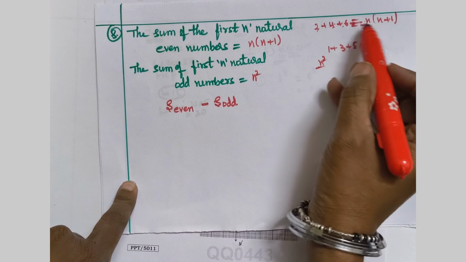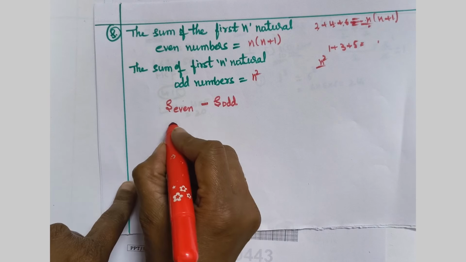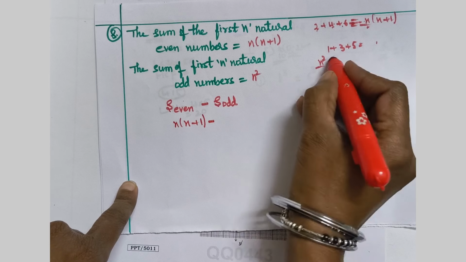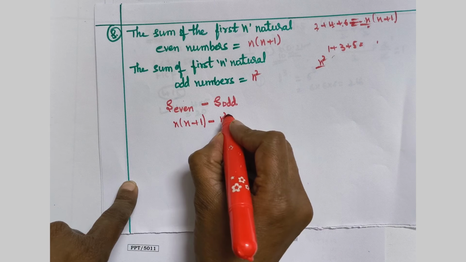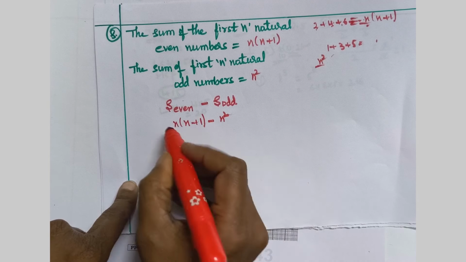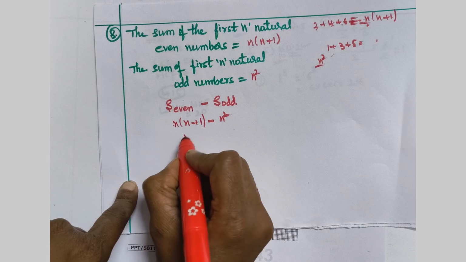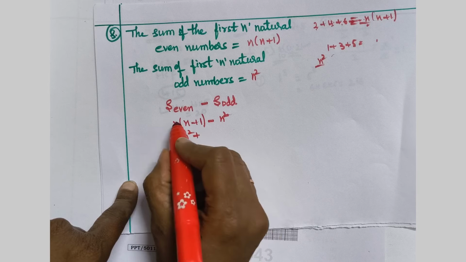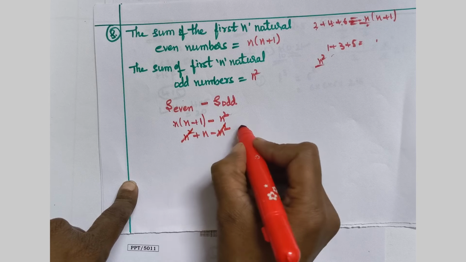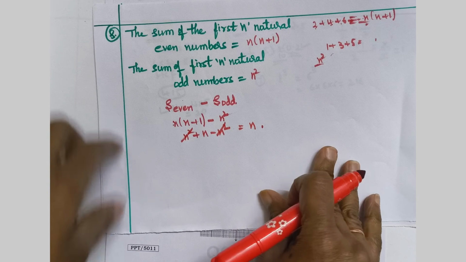So even numbers formula, what is there? What is the even number formula? N into n plus 1. Minus odd numbers, what is the formula? N square. Sum of even numbers minus sum of odd numbers. Now we will remove the bracket. N square plus n into 1, that is n, minus n square. So plus n square minus n square cancel. What is the answer? N is the answer.